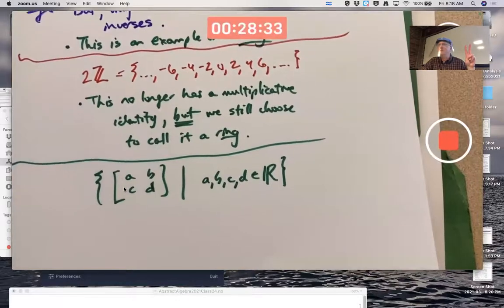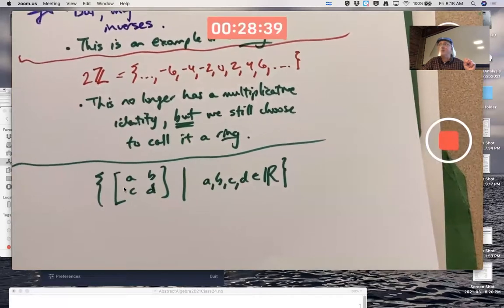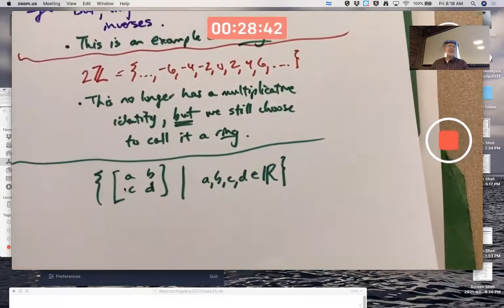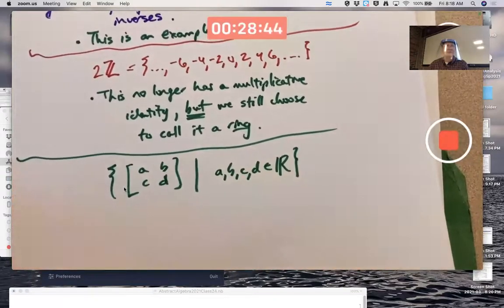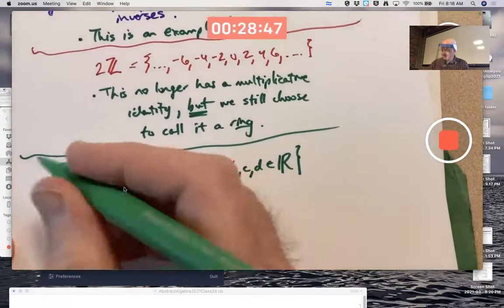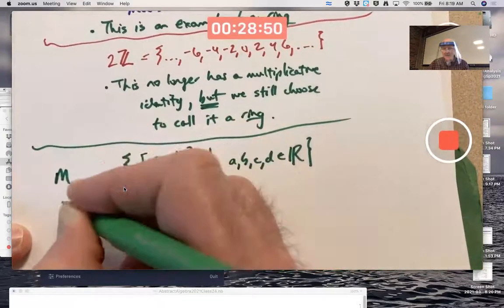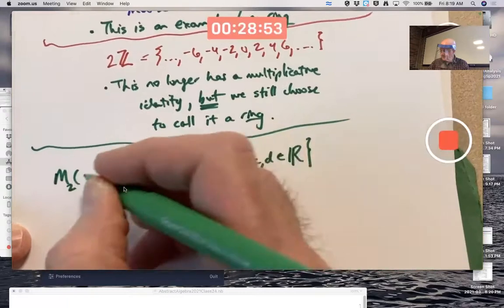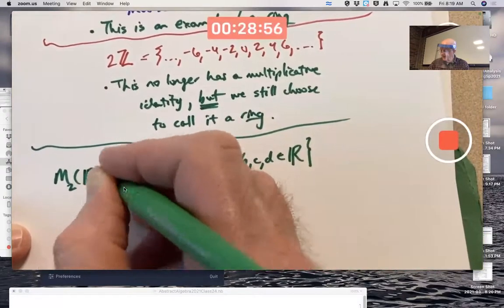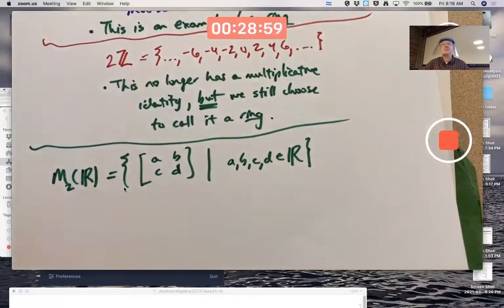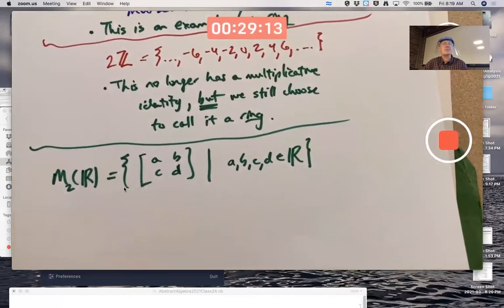And I need two operations if it's going to be a ring. The two operations are matrix addition and matrix multiplication. So technically I should use a different symbol for what this is. I shouldn't call it GL. I believe our book's notation is M sub 2 of R if you've got real entries, or M sub 2 of Z with integer entries, for example. M stands for matrix, 2 stands for the fact that it's 2x2, R stands for the fact that the entries are real numbers. And I'm not saying the determinant has to be non-zero.